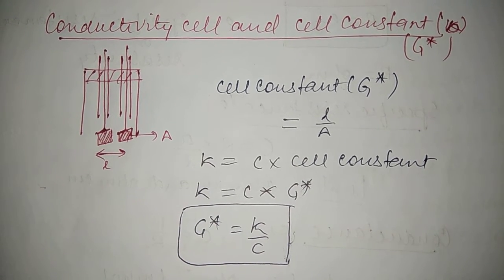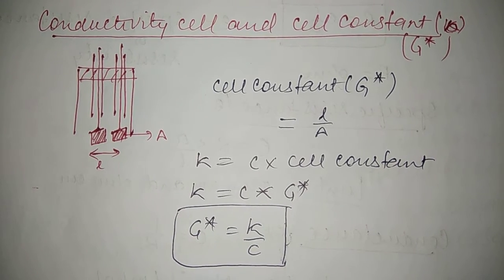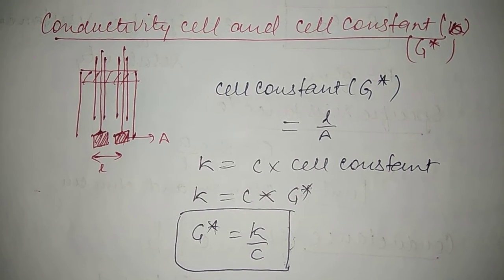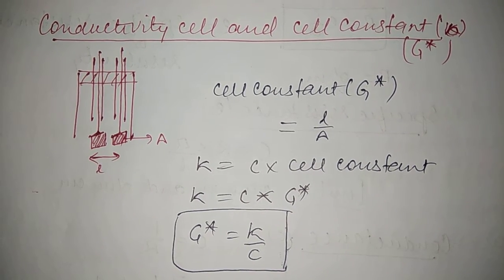Welcome, students. This is the next part of electrochemistry, and the heading is conductivity cell and cell constant. Cell constant is represented by G star. Now let us see what is meant by a conductivity cell.